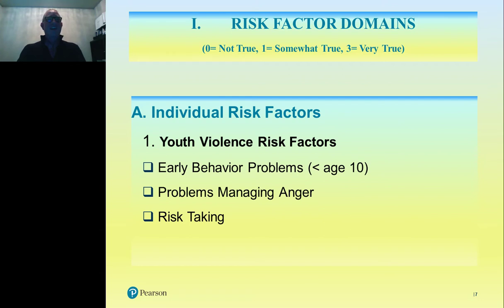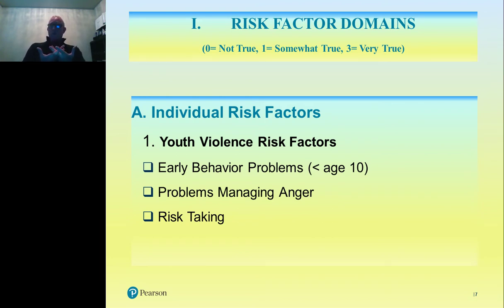All right. So let's begin. I mentioned that there's going to be a series of domains, and we're going to call these risk factor domains. As we walk through each of these domains, we have a small Likert, or polytomous, scoring scale that we use, where zero is not true, one is somewhat true, and two is very true. I had the wrong number on the slide there.